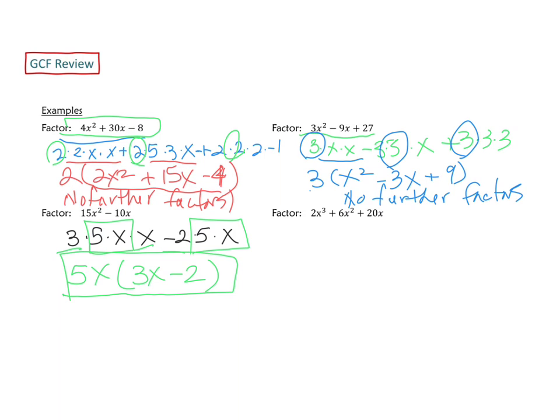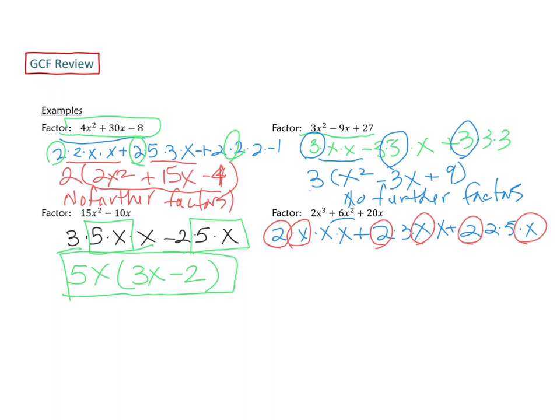Hopefully you stopped the video, and what you came up with for this last term was 2 times x times x times x, because there's 3 of them, plus 2 times 3 times x times x, because there's 2 of them, in 6x squared, plus 2 times 2 times 5 times x for the last one. If you look closely, what we see is in each one of these I have a 2 and an x, a 2 and an x, a 2 and an x. So I pulled that out. 2x. What do I have left? Well, x squared, x times x, 3 times x, so plus 3x, 2 times 5, which is 10.